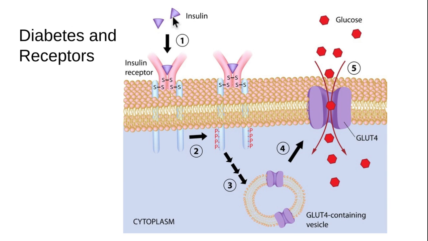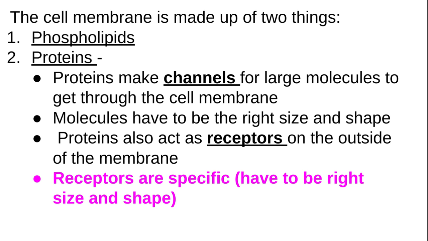Here's the picture of that. So insulin, in this picture, it's a triangle. Yesterday it was a circle, but it fits in here. And then it's unlocking the channel and sugar goes through. And again, these receptors are specific. They have to have the right size and shape. You saw that yesterday. The molecules need to be the right size and shape to be able to fit in and unlock that channel.